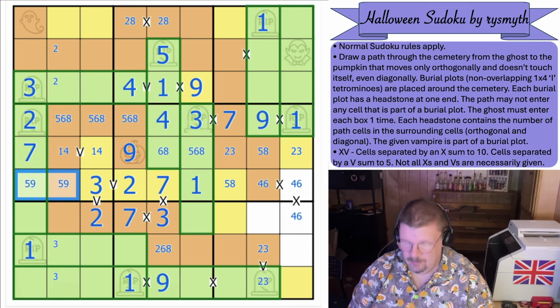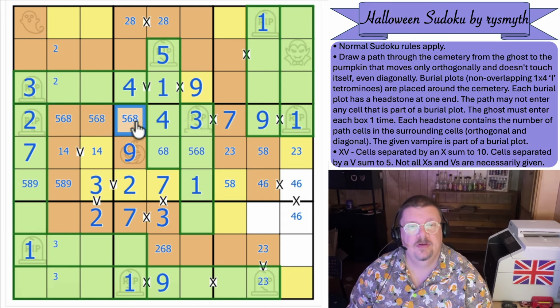That's 9, 5, or 8 for the row. So one of those is a 6, and that one isn't.